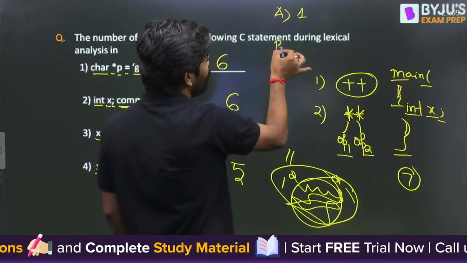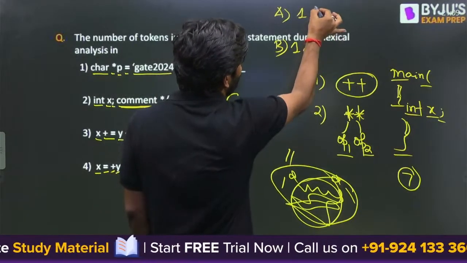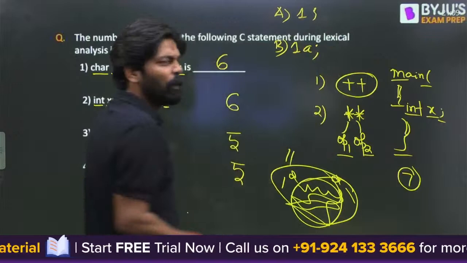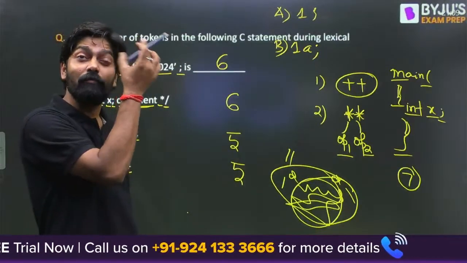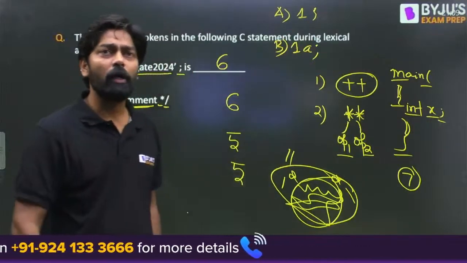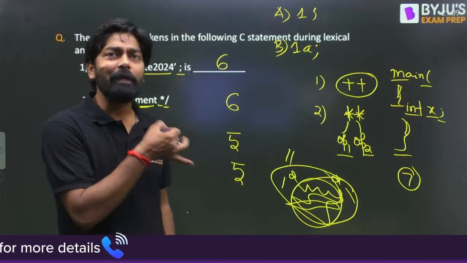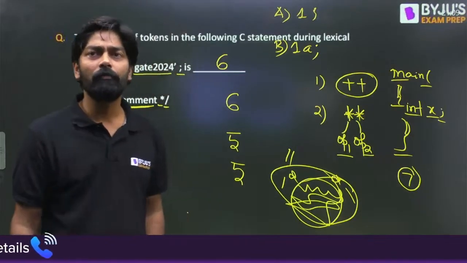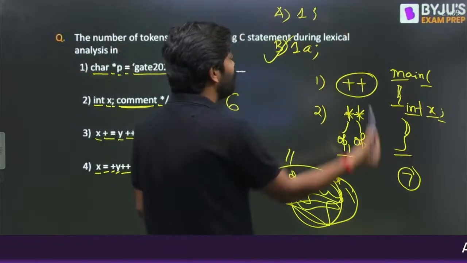Option B. Fine. 1A. Can you please tell me which of the following, semicolon. Only 2 options I have given. Can you please tell me which of the following will give a lexical error? A or B? 1 semicolon, 1A semicolon. Which of the following will give a lexical error? A or B? Yes, B only. Yes, Satya. Very good. B only will give a lexical error.